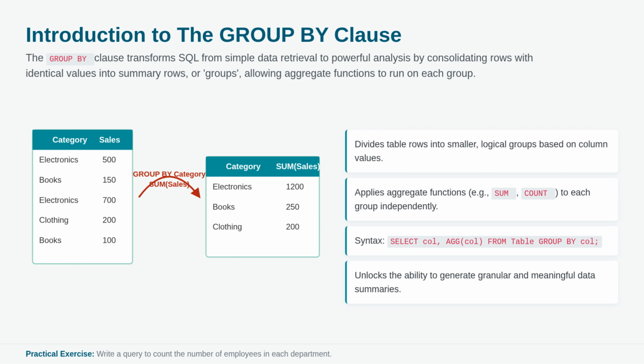GROUP BY consolidates rows that have the same values in specified columns into summary rows. It essentially creates buckets or groups of data, and then the aggregate function runs on each of those individual buckets. This is where SQL shifts from simple data retrieval to powerful analysis.